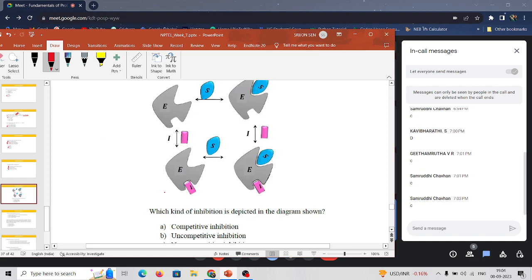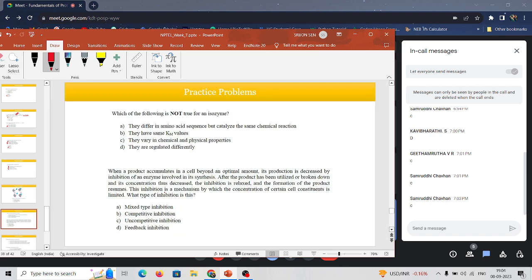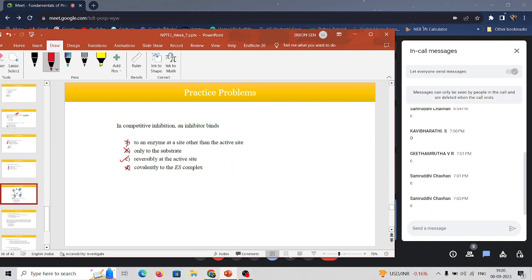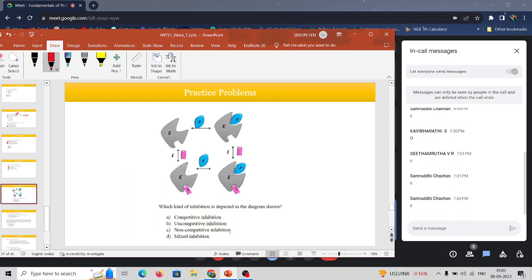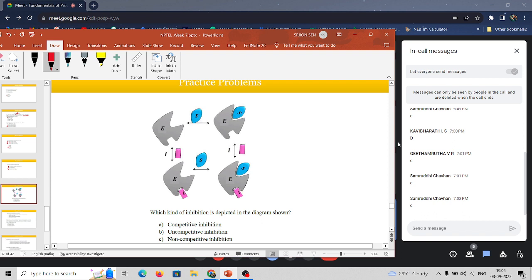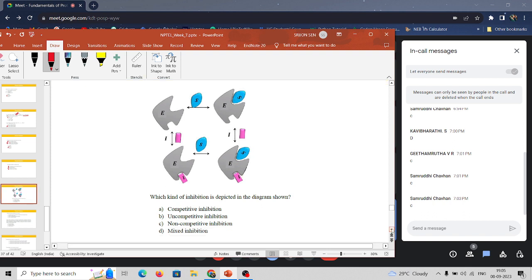Very good. Next one. Here we are seeing a particular figure. And the question is, what kind of inhibition is depicted in the particular diagram? So what kind of inhibition are we observing over here? So what do we see over here? We have the enzyme, we have the substrate, we have the enzyme substrate complex. Okay, and then we have the inhibitor that can bind to your enzyme as well as your enzyme substrate complex. Okay.